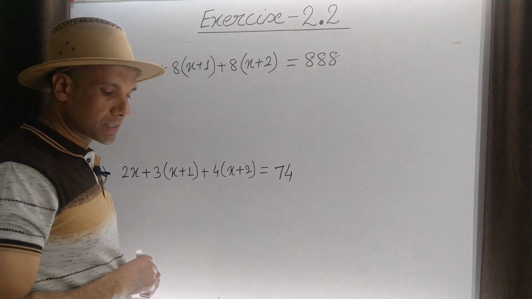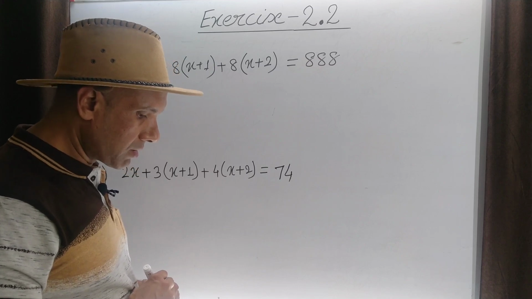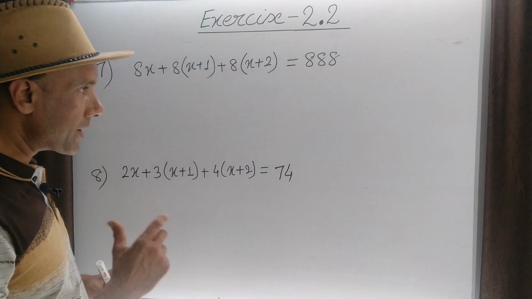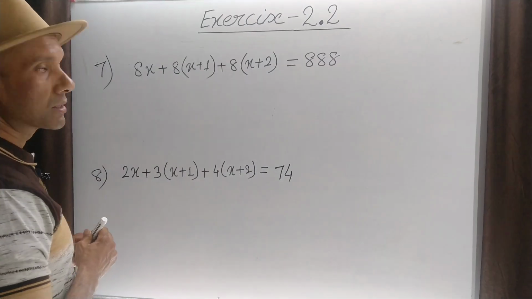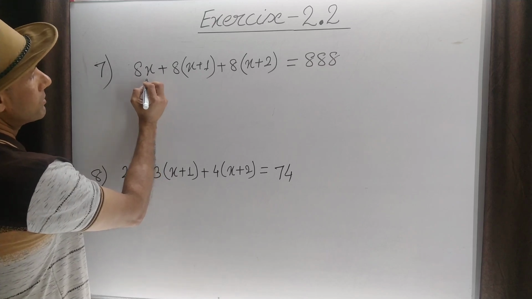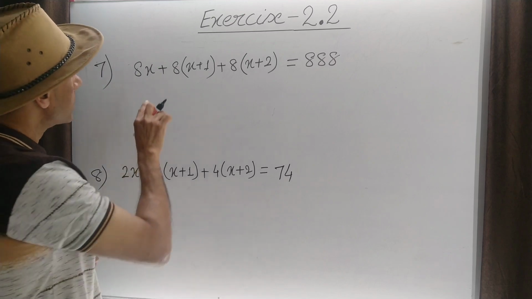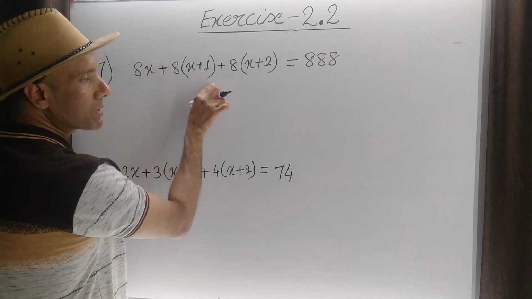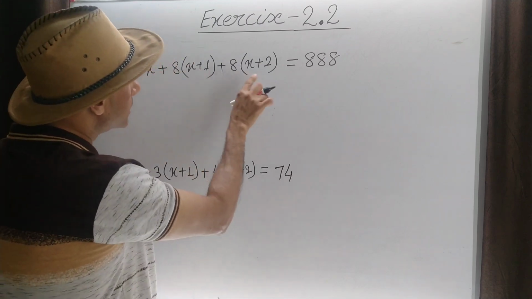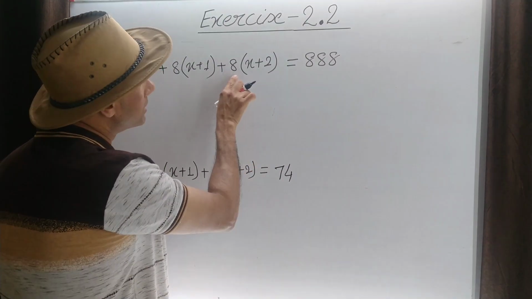Moving on to question number 7. Sum of 3 consecutive multiples of 8 is 888. We have to find the multiples. Okay, 3 consecutive multiples of 8. So let the first number be x. So the multiple will be 8x. The second consecutive number will be x plus 1. Its multiple will be 8 into x plus 1. The third consecutive number will be x plus 2. Its multiple will be 8 into x plus 2.